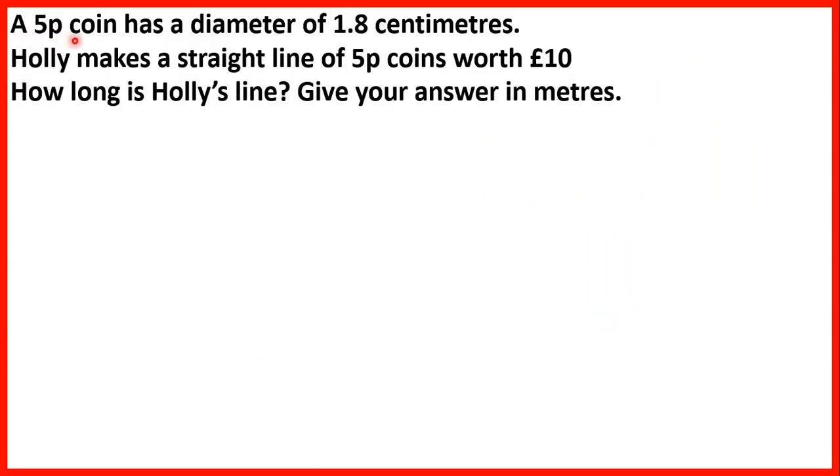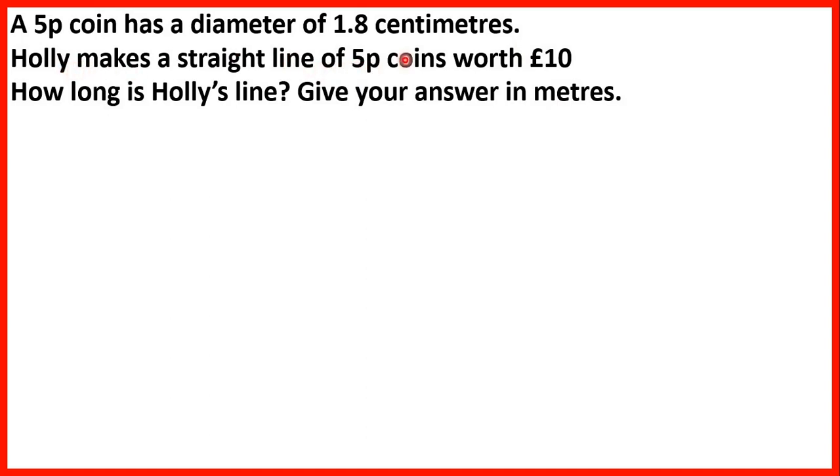A 5p coin has a diameter of 1.8 centimetres. Holly makes a straight line of 5p coins worth £10. How long is Holly's line? Give your answer in metres.